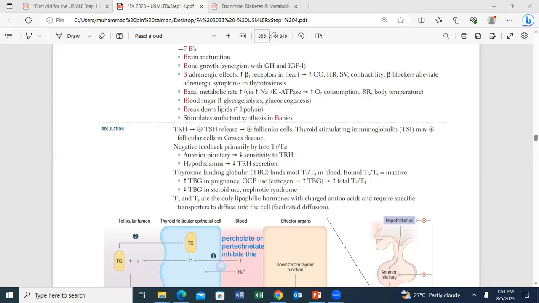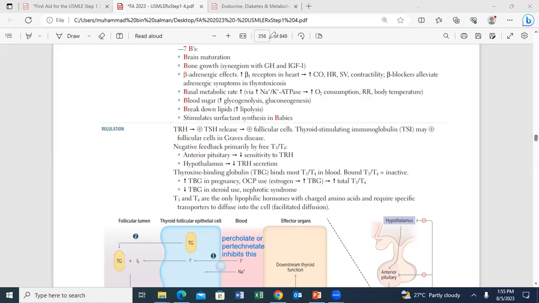So what you realize is, for instance, there is a normal quantity of total T4, but there is increased free T4. This means that there is a deficiency of thyroxine binding globulin. That is why there is increased free T4. And in case where there is decreased T4, you will realize that maybe thyroxine binding globulin is increased.